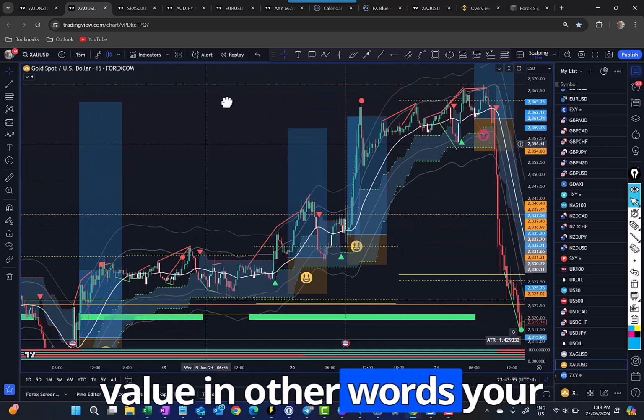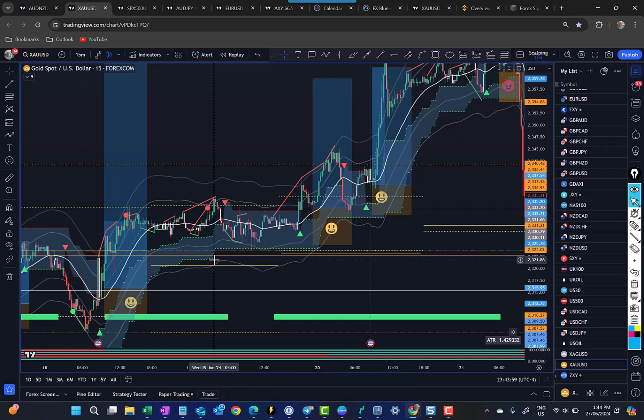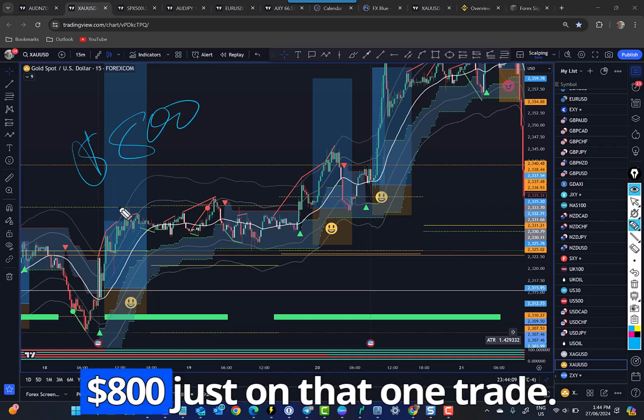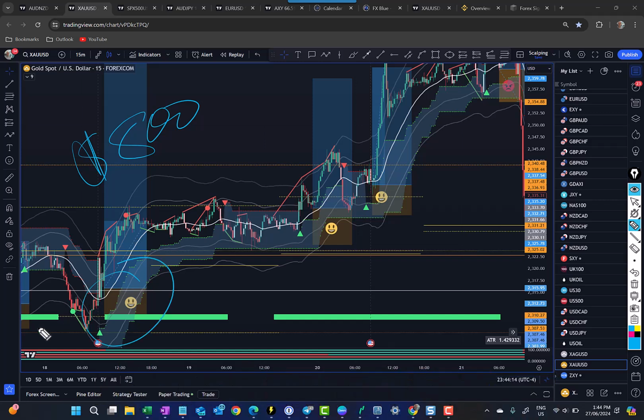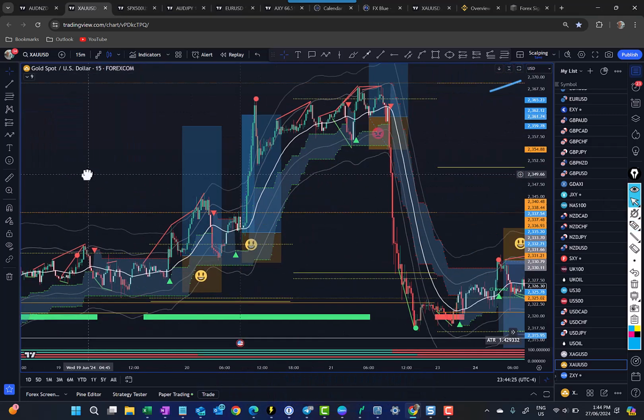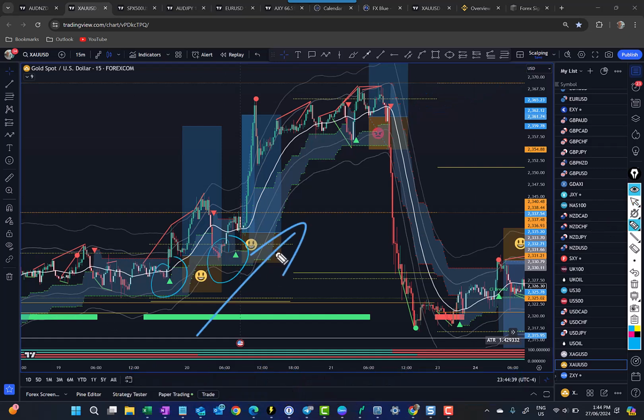And your R value, in other words your risk, you might be risking $100 a trade. So there's $800 just on that one trade. If you're risking $100 per trade, it just depends on your risk appetite and the size of your account. There's one that didn't work out up here. We've got a 9 out of 10 here. Take these trades. Bullish trend.